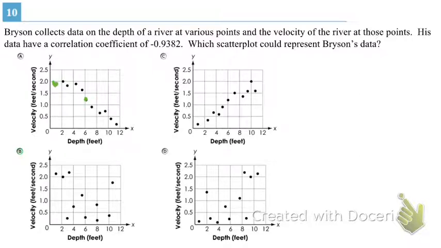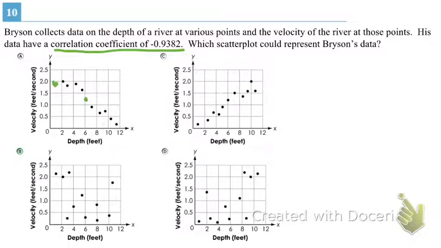So he collected all those pieces of data and he plotted them on our scatter plot. And it's telling us the correlation coefficient is negative 0.9382. So these are scatter plots. What you can do with scatter plots is come up with a line of best fit. And if you use a graphing calculator to do that, it's going to tell you a correlation coefficient.